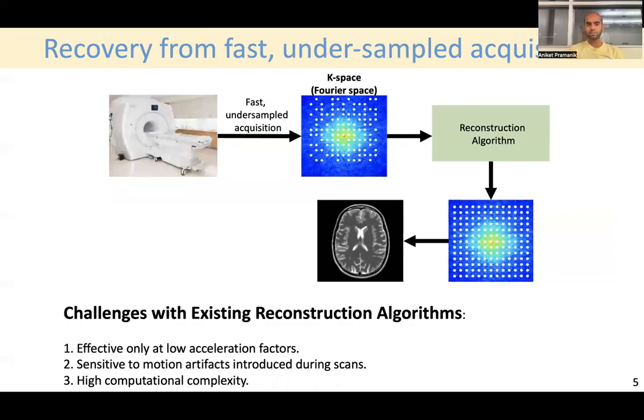So a solution is to have a reconstruction algorithm to recover images from a fast undersampled acquisition. In that case, an undersampled acquisition would have samples collected at fewer locations, and therefore you need a reconstruction algorithm to interpolate the unknown ones and get a good quality image. However, the challenge with existing reconstruction algorithms is that they are effective only at low acceleration factors, they are sensitive to motion artifacts, and have high computational complexity.